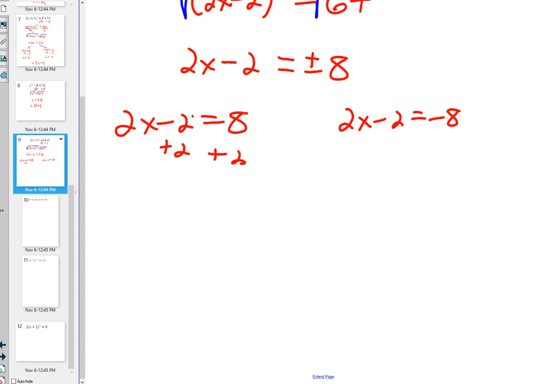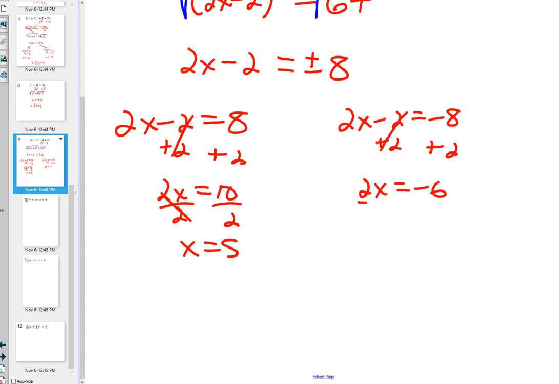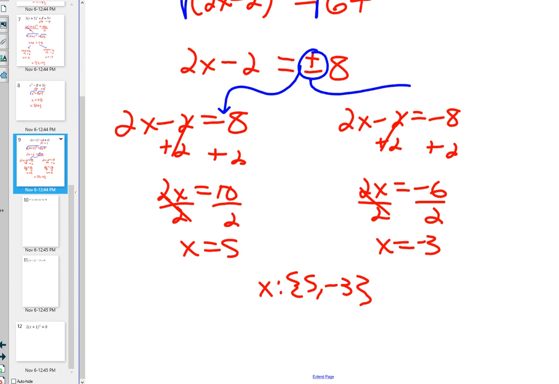Plus 2, plus 2, 2x is equal to 10. So x is 5. I believe that is one of the ones that Trayshawn told me. And then plus 2, plus 2, 2x is equal to negative 6, divided by 2, and the other one's negative 3, which I believe is 10 also. Negative 3. You have both of those, Joanna? No, how do you get negative 3? Because that plus or minus means that you have to split this one into positive 8.